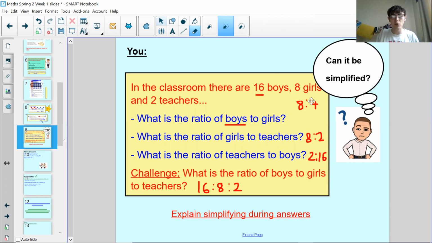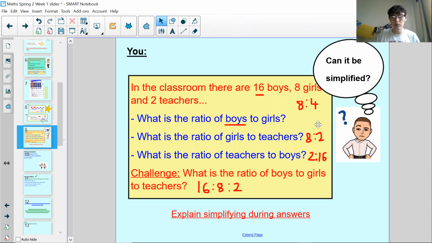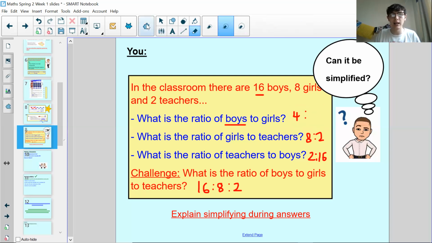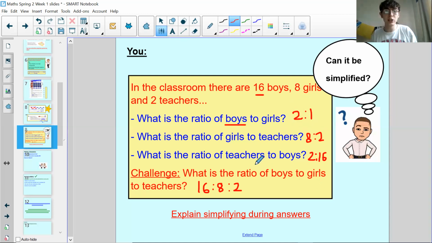Just because we have divided it by 2, okay? But then we've got to look further. Can we simplify it even more? Can I divide by 2 again? If I divide 8 by 2, it will give me 4. And then can I divide my 4 by 2 as well? I can, and it will give me 2. Then can I simplify it any further? Yes, I can go even further, all the way down to 2 to 1, okay? So the ratio of boys to girls is actually 2 to 1 when we simplify it down.